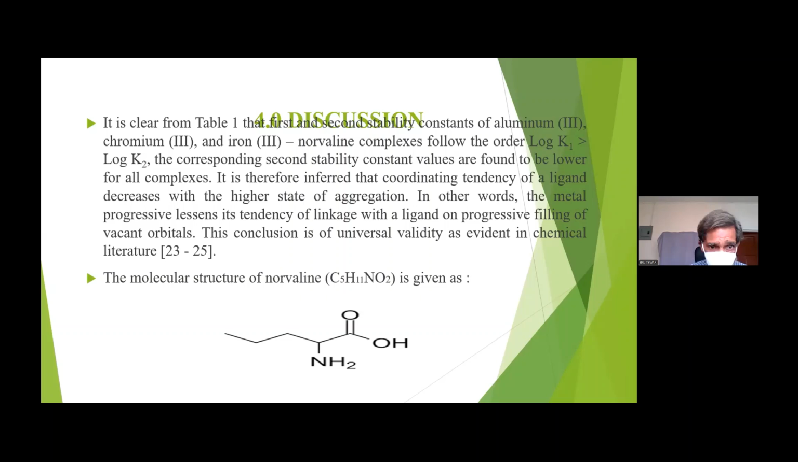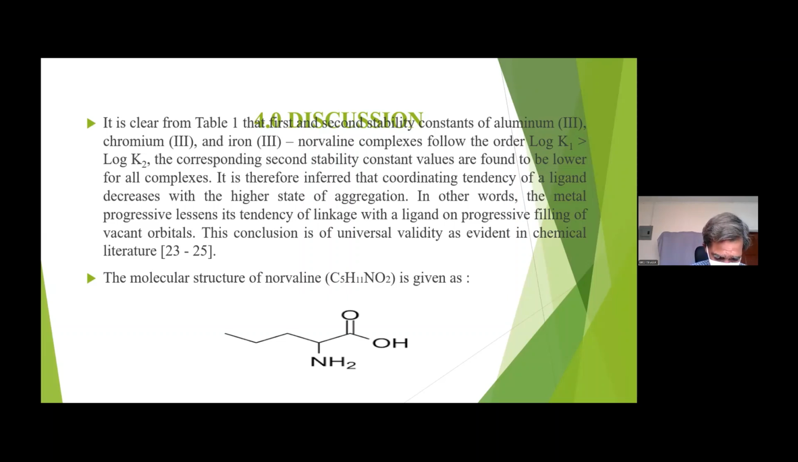It is clear from Table 1 that the first and second stability constants of aluminum(III), chromium(III), and iron(III) norvaline complexes follow the order: the first stability constant is more than the second stability constant, log K1 is more than log K2. The corresponding second stability constant values are found to be lower for all complexes.